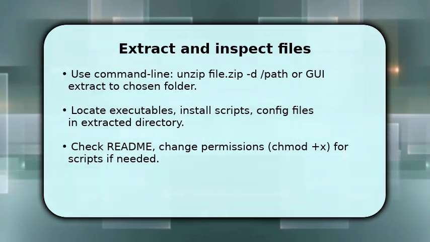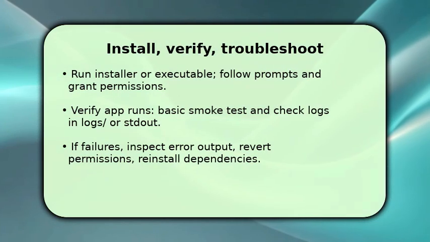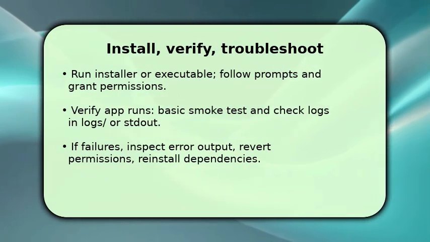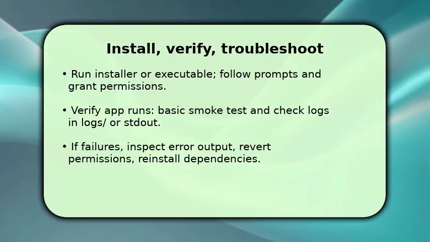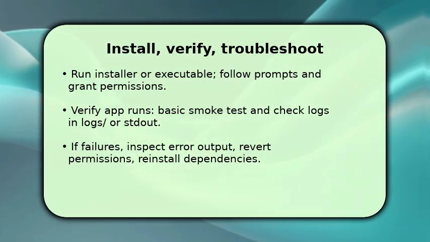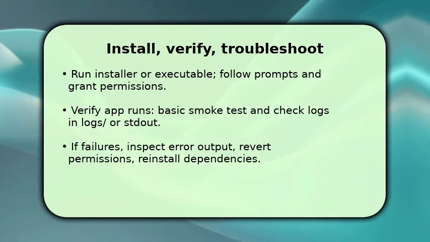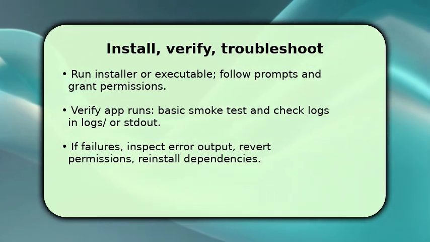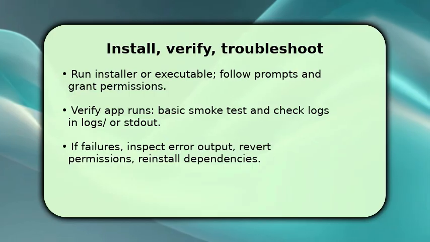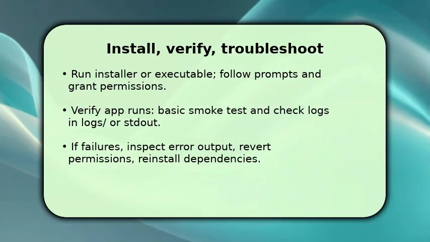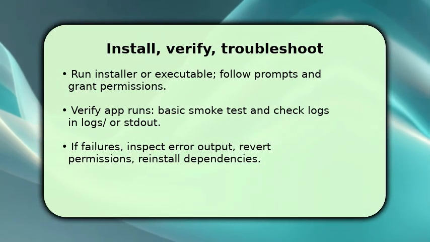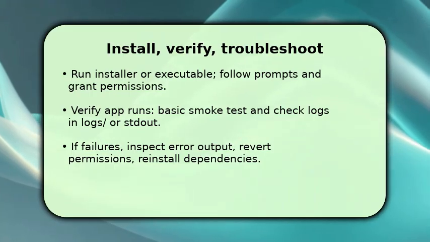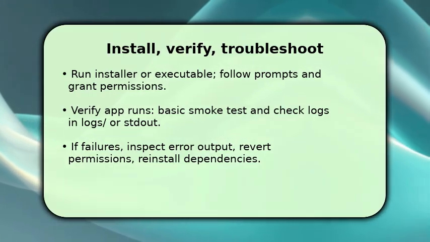You now run the installer or executable and follow prompts. Do this because interactive steps often set configurations. Once installed, perform a quick smoke test and watch logs in the logs folder or console output to confirm core functions. If something fails, first recheck error messages and permissions, then reinstall missing dependencies. These steps usually resolve most issues.